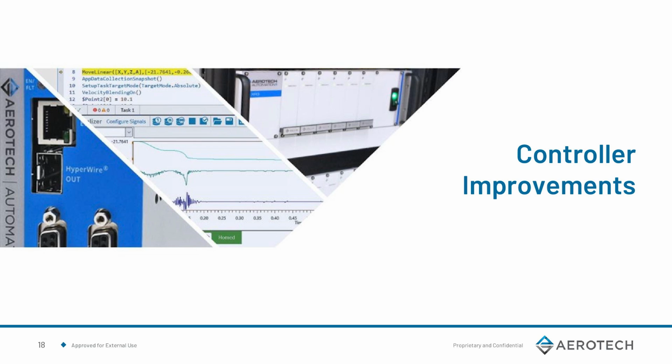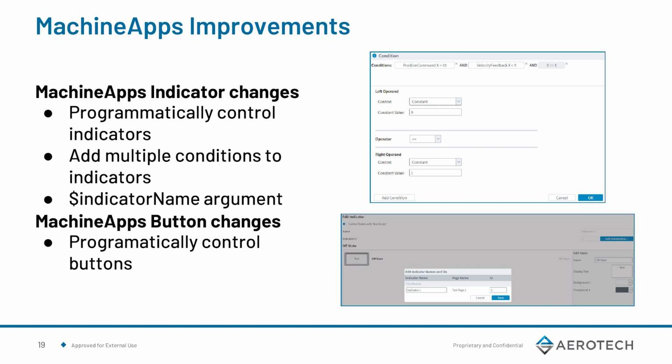Now, let's go over the controller improvements in this release. Starting with MachineApps, indicators have undergone several improvements. You can now refer to indicators by stream name instead of ID, making indicators even more user-friendly for developers. In addition, we have added the ability to add multiple conditionals to your indicator, giving developers even more freedom for tracking changes in our process visually.